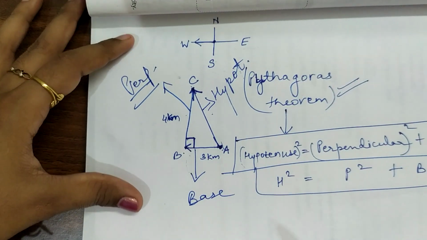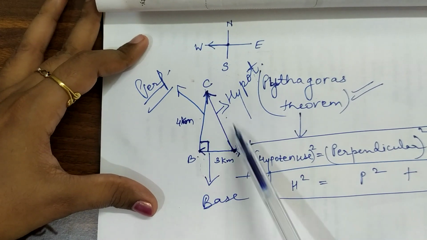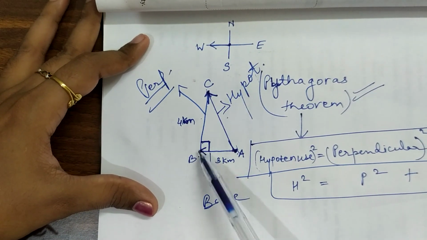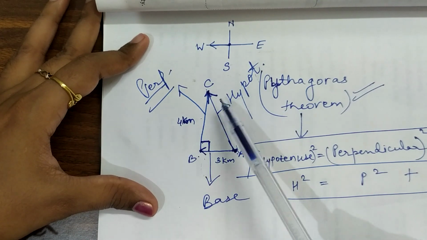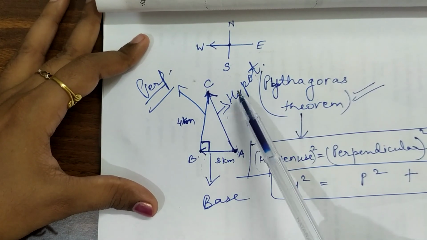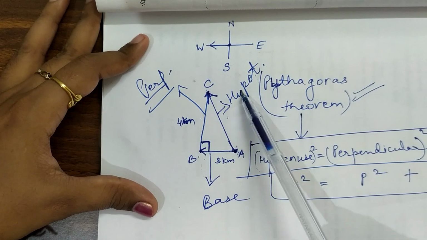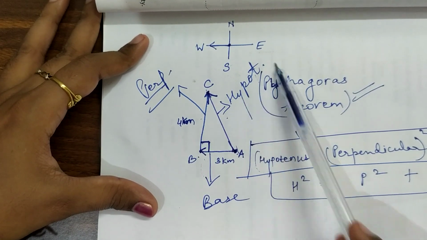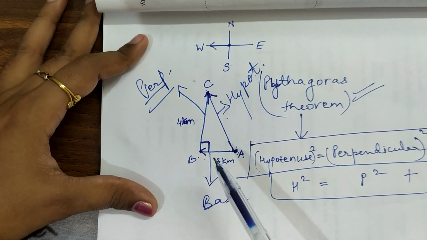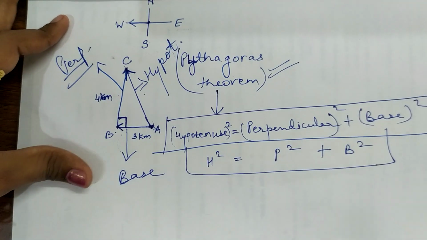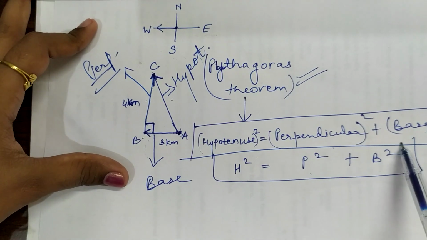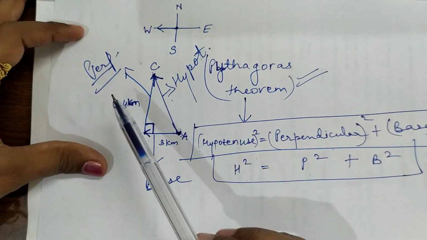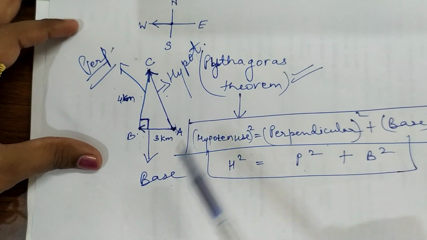Right? So do remember, a right angle triangle has three sides. The standing line on the normal side is your perpendicular. The hypotenuse is the opposite side, opposite to the perpendicular. And this base is your sleeping line. And that is why the formula is hypotenuse square is equal to perpendicular square plus base square.